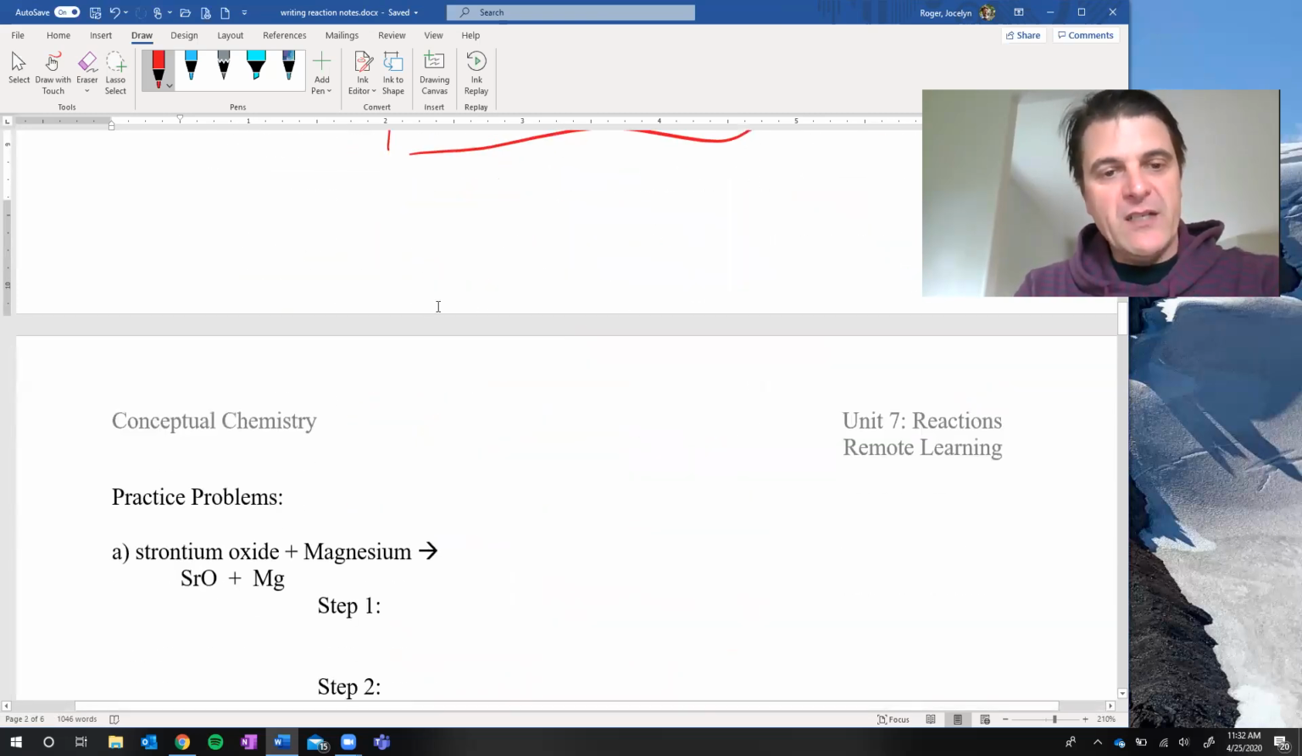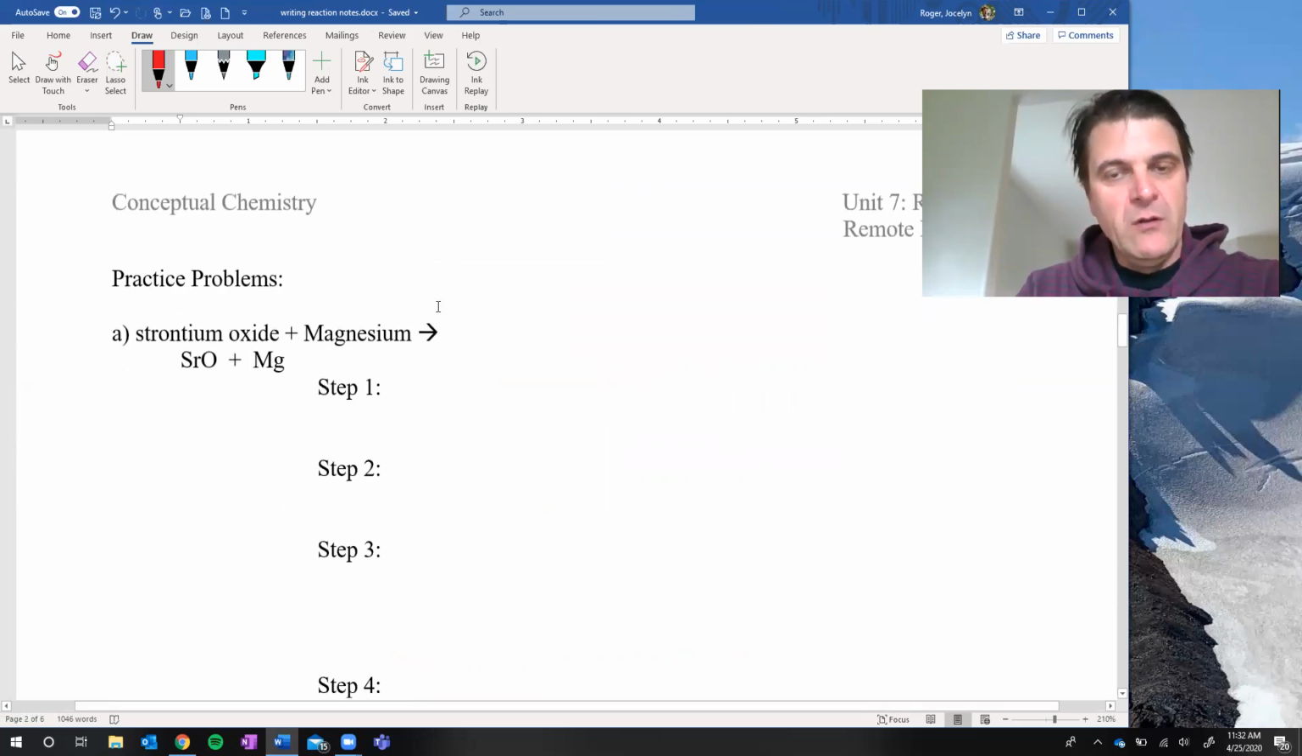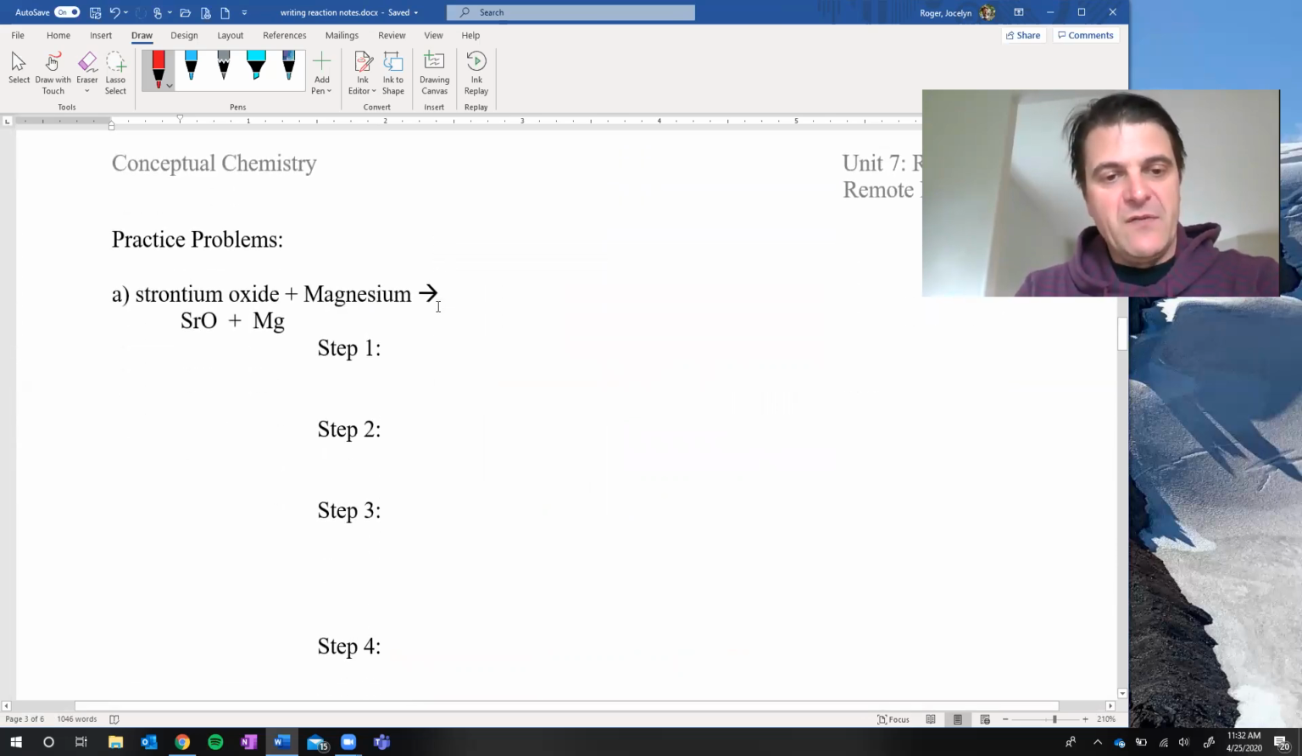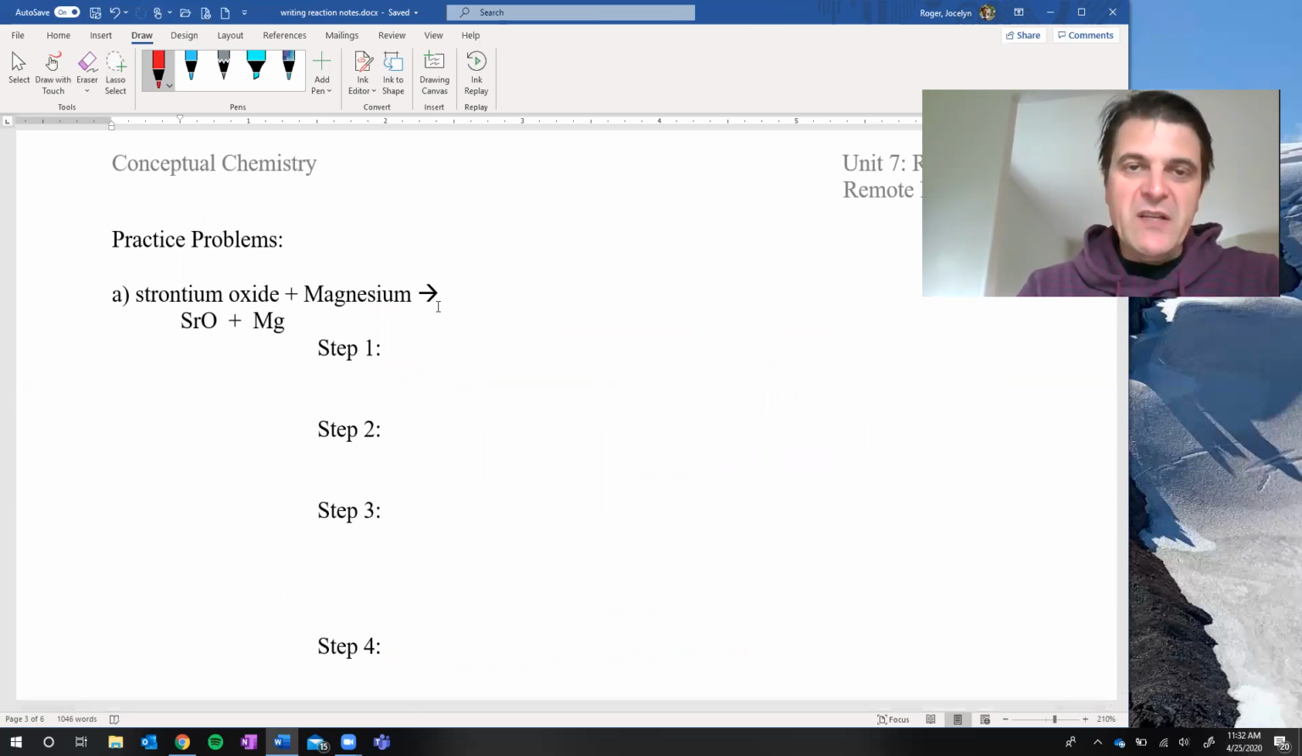So I've prepared a few practice problems for you. And I've separated them into steps to help you out. I hope this makes sense and enjoy completing the chemical reactions.